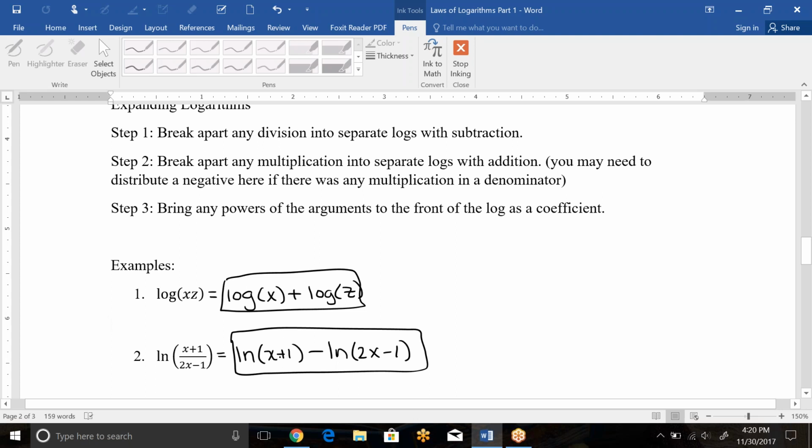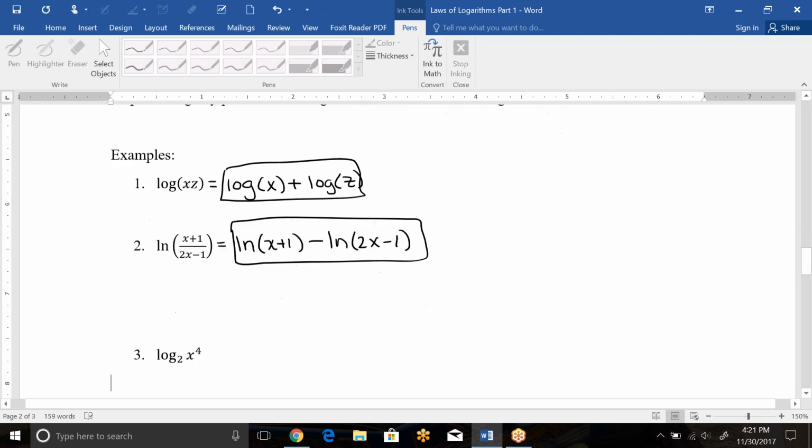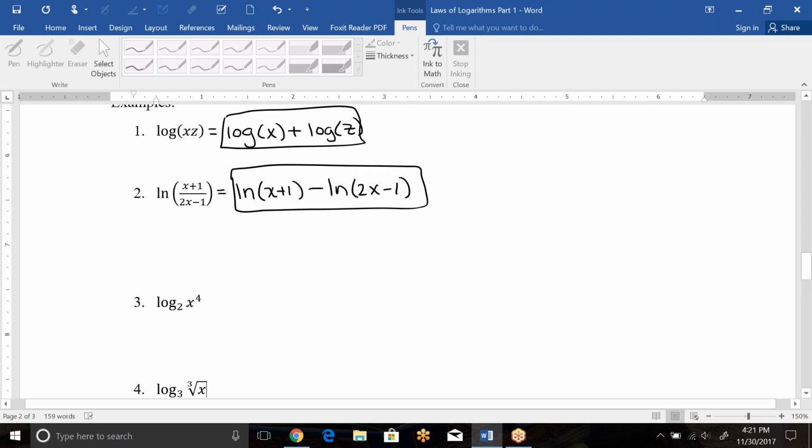Now, a lot of people think you can break the plus and minus up and break those into separate logs. You cannot. The only time you can break an argument into separate logs with the same base is when you have multiplication or division inside. So let's talk about number 3. There's no multiplication or division inside per se, but there is a power of 4. So we're going to bring that to the front. So this would be 4 log base 2 of x.